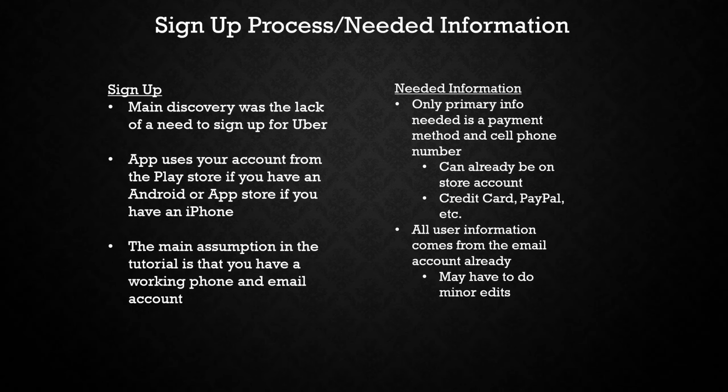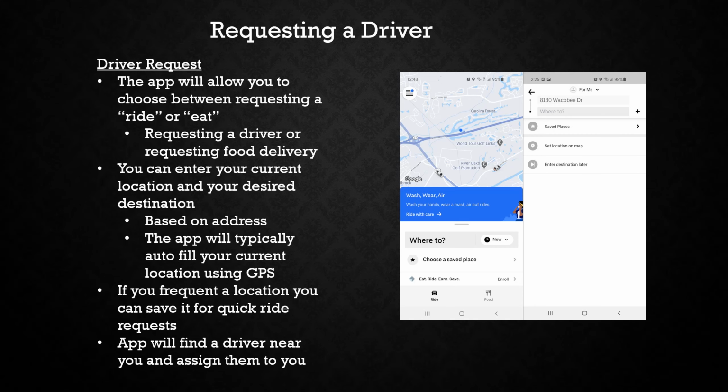So, getting into the actual app. When it came to the sign up process and what information was needed for it, I actually found that really all you needed was a payment method and your cell phone number, because everything else, be it your name, email, and passwords, was already on your store account. Be it the Play Store on Androids or the App Store on an iPhone, it was pretty much the same either way. You could just hit link your social, you were able to pick your email, and it just popped right in. It made it very simple, and it reduced a lot of the work in that field of the project.